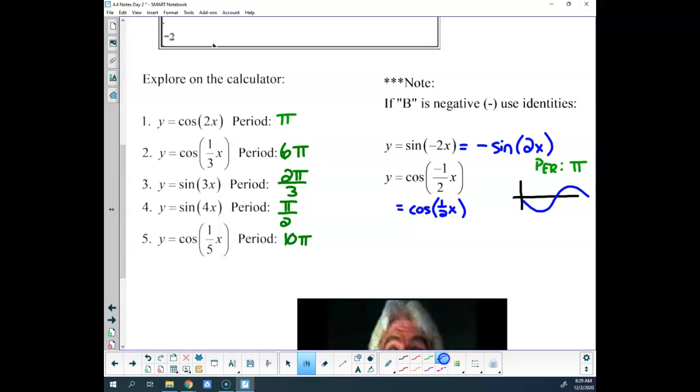Why? We talked about that. Because when you go in a negative angle, the cosine stays the same because you're still on the positive side from the start. And this would give me a period of 4 pi.